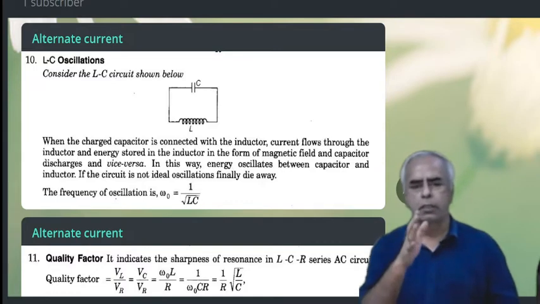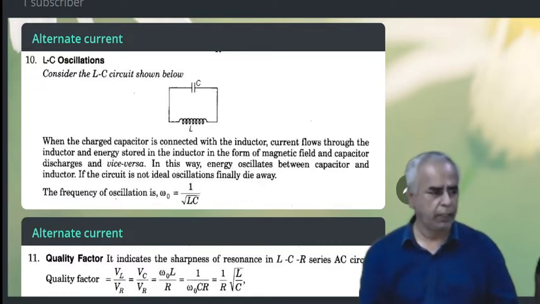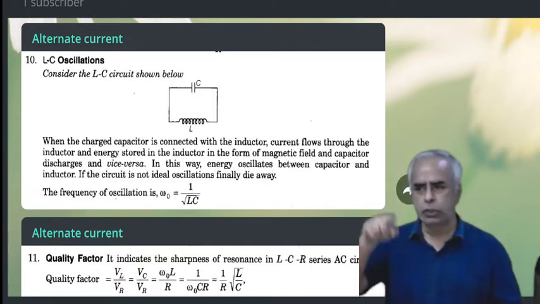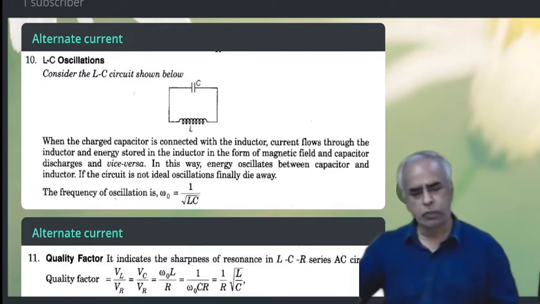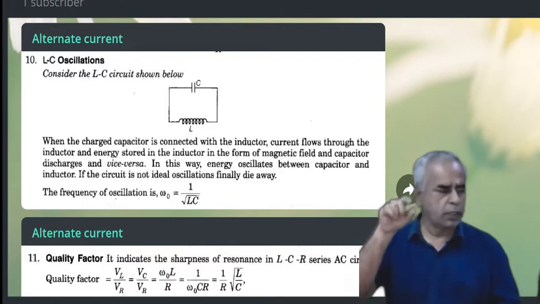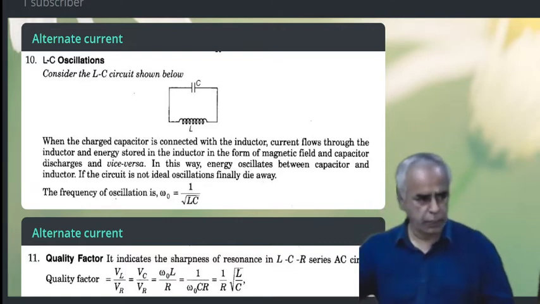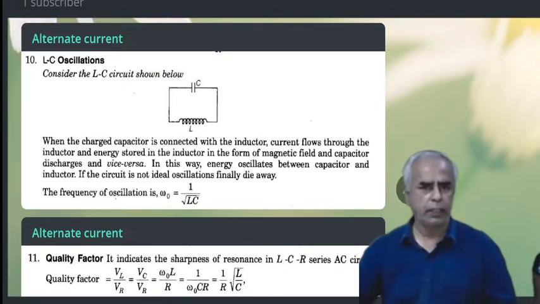Now, if the circuit is not ideal, then what will happen? There will be damping, that is, the oscillations finally die away. What do you mean by damping? For example, let us have the oscillation like this, and as time goes on, the intensity becomes weak. What do you mean by intensity? The square of the amplitude. What is amplitude? The wave height. So the wave height is getting reduced, and finally it arrives at the neutral point, that is 0. That is called damping. So the oscillation finally dies away.